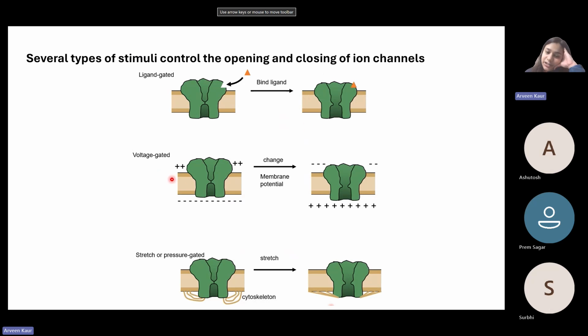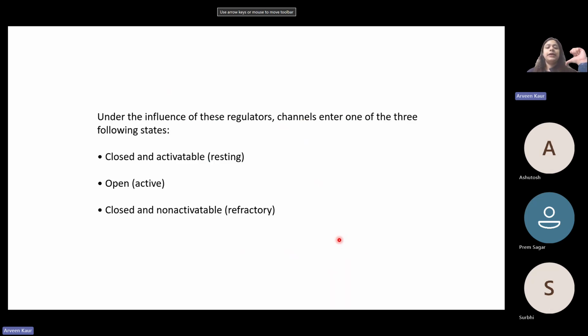It could be a voltage-gated channel. The change of membrane potential could cause the opening of the channel, or it could be a stretch or pressure gated channel as well, as is seen in this third example. Under the influence of these regulators, channels enter one of the three following states. Either it is closed and activatable, which is its resting phase, or it is open, wherein it is active, or it is closed and non-activatable, which is its refractory phase.